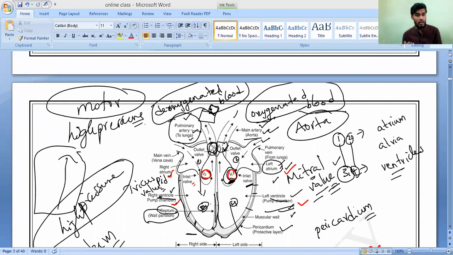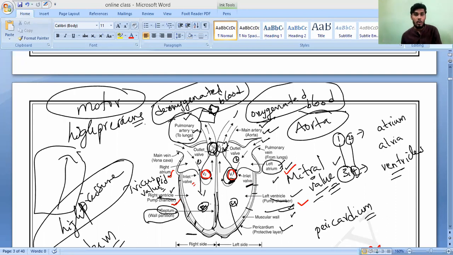Now, as we have understood, oxygenated blood is carried with the help of the aorta, and deoxygenated blood is transported with the help of the pulmonary artery to the lungs. Then how the deoxygenated blood from throughout the body is brought back to the heart, how it is converted into oxygenated blood, and how it is transported again from the lungs, all these things we'll study in the next class.